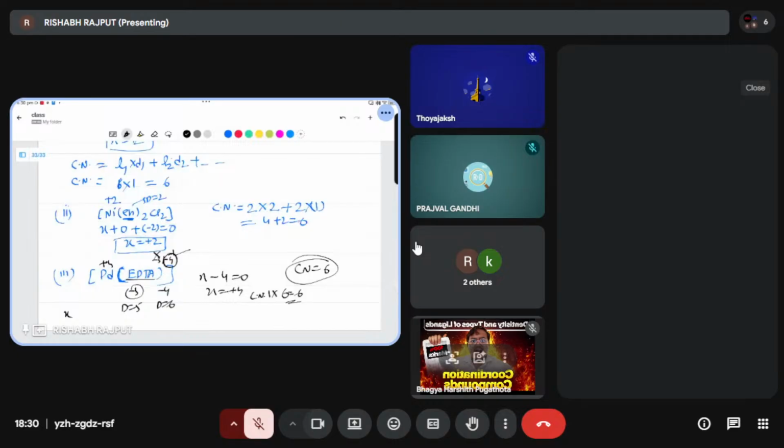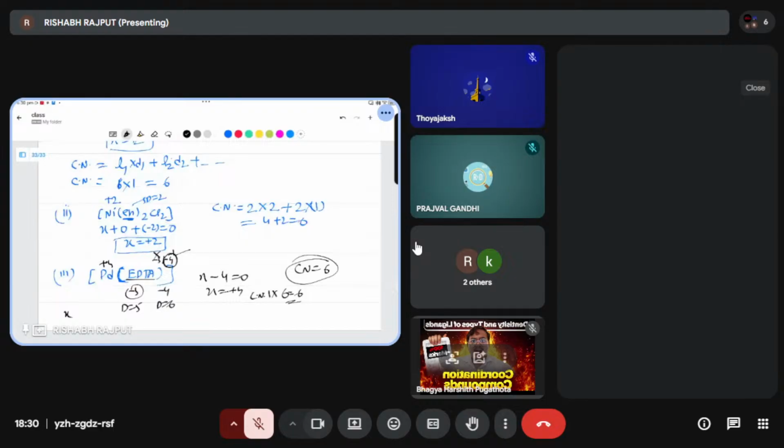So in this case, please tell me the oxidation state and coordination number. First find X for cobalt. Ammonia has no charge, oxalate has -2, en has no charge, and chlorine has -1 charge. So it comes to +3. The oxidation state of cobalt is +3. Now you have to find the coordination number.